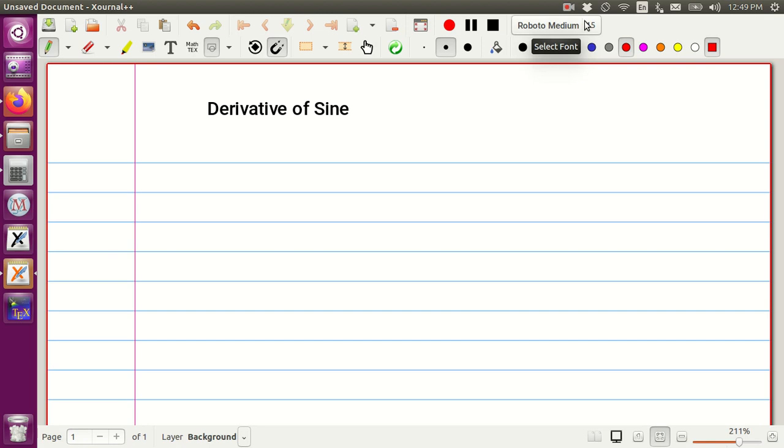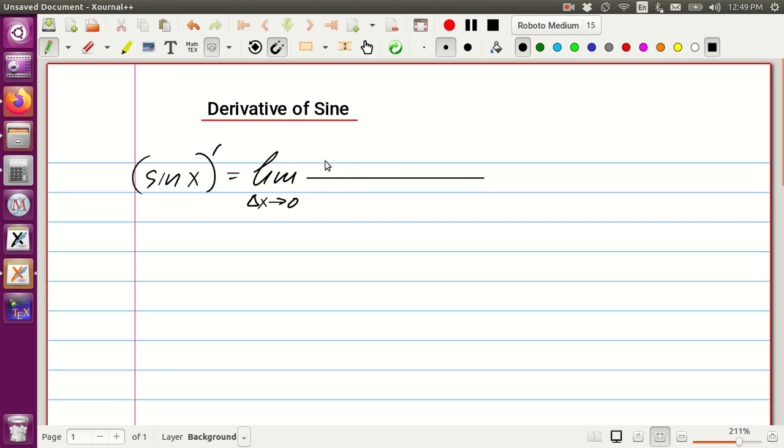Hello students, in this lecture we're going back to calculus and we're going to try to develop the derivative of the sine function. So if we would like to find the derivative of sine, by definition it's just the limit when delta x goes to 0 of sine of x plus delta x minus sine of x, divided by delta x.